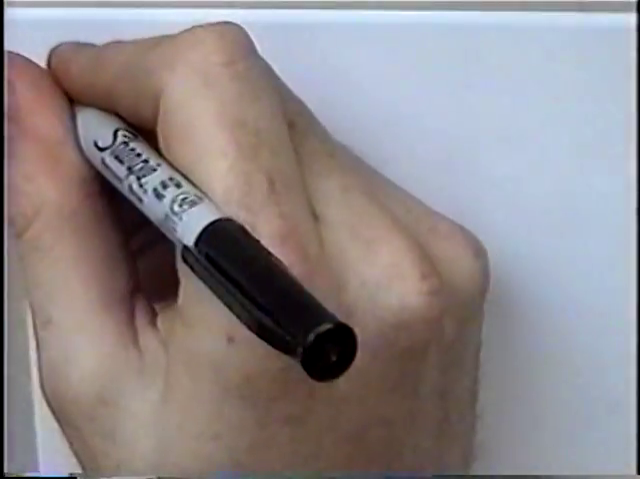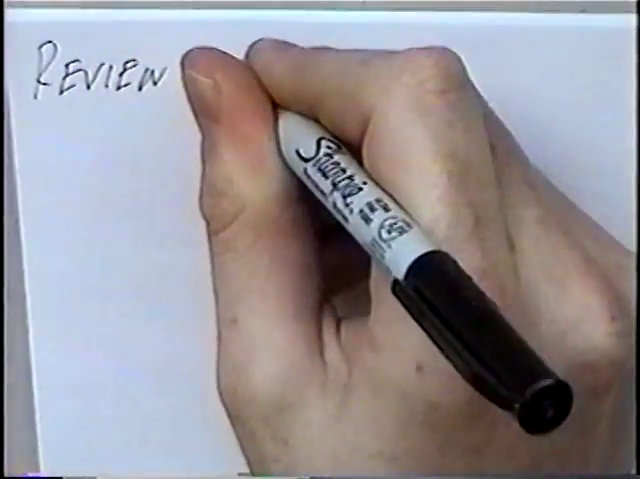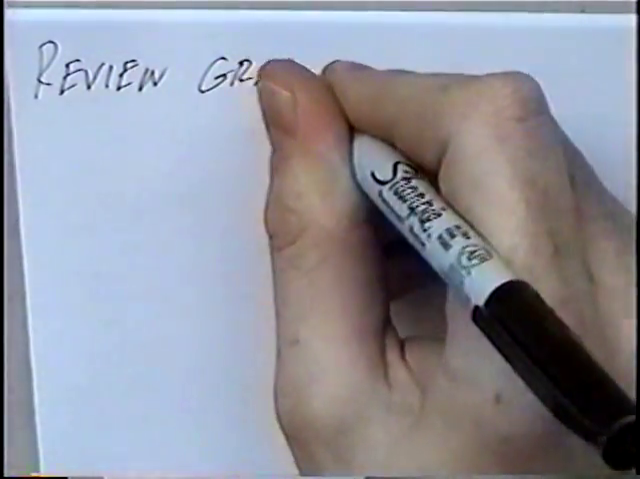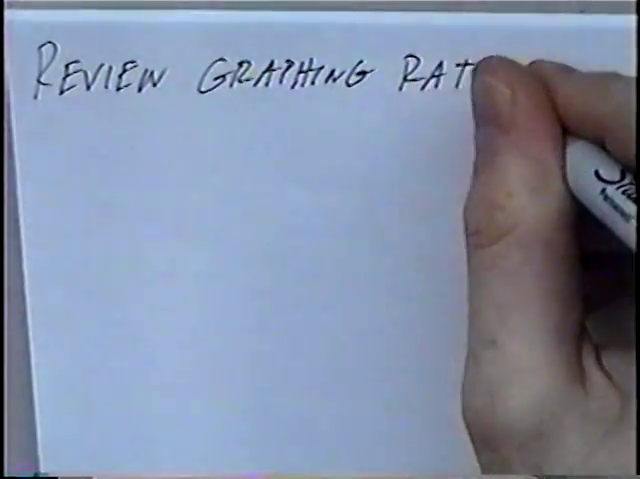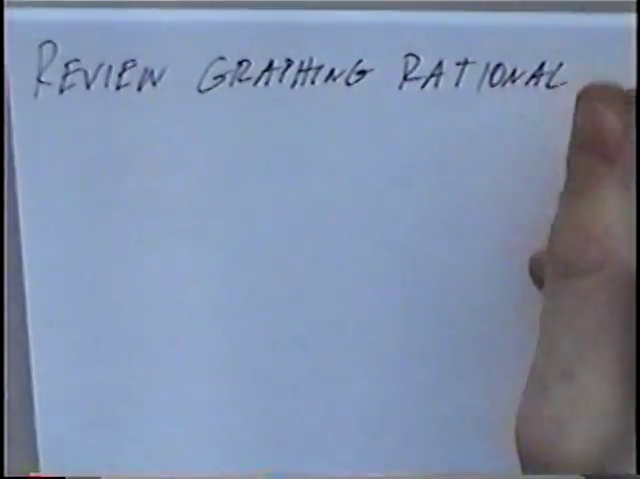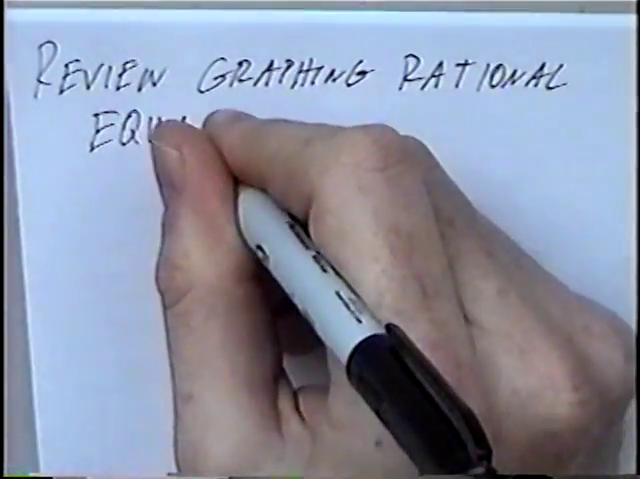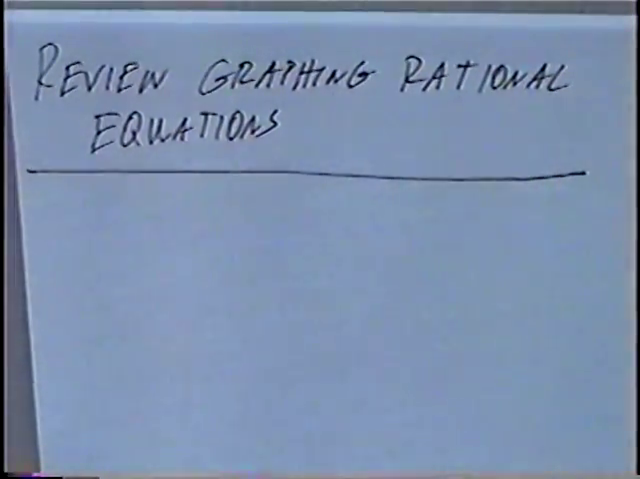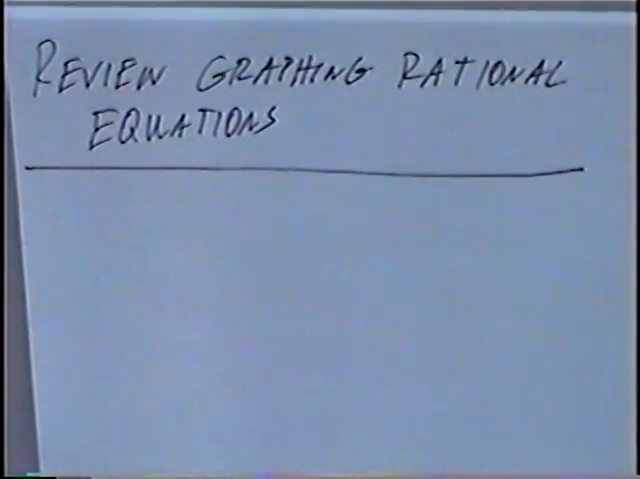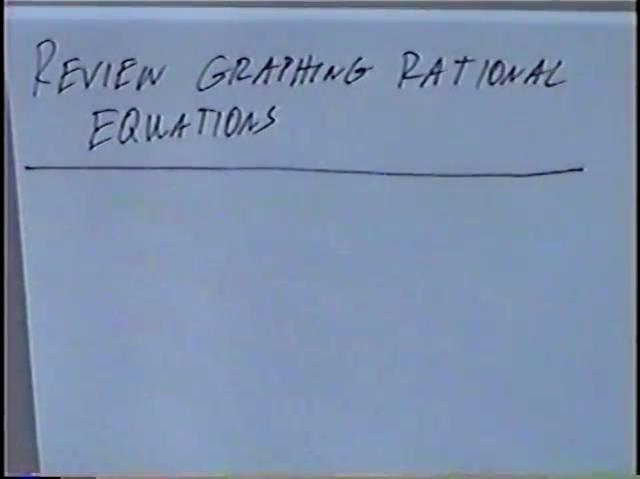Title of the first section is Review, Graphing Rational Equations. In this section, we'll review graphing rational equations, which has vertical, horizontal, asymptotes, and holes.